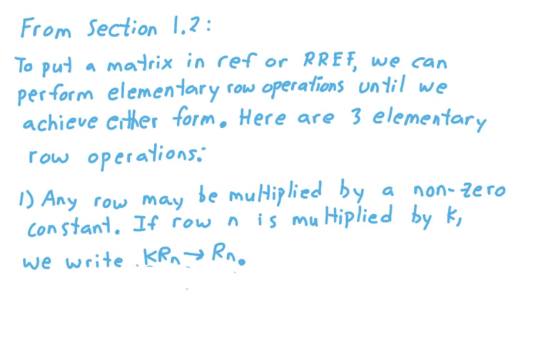Any row may be multiplied by a non-zero constant. So if row n is multiplied by k, we write kRn. In other words, we're going to take every entry in row n and multiply by k. And then when I put an arrow, this says essentially put the result back into row n. This will be my new row. Okay? So this is one elementary row operation.